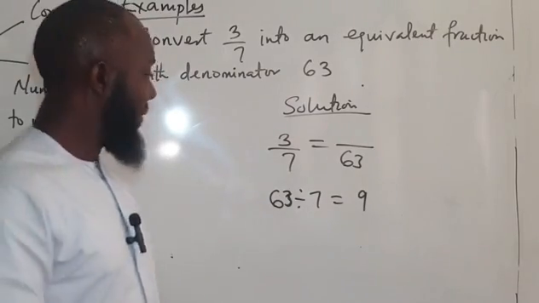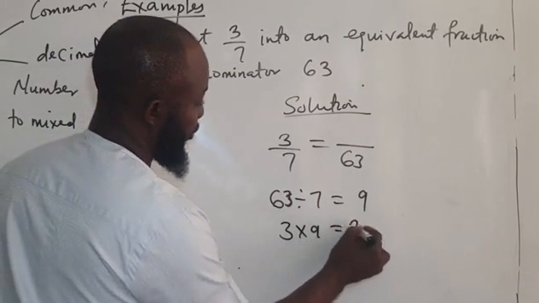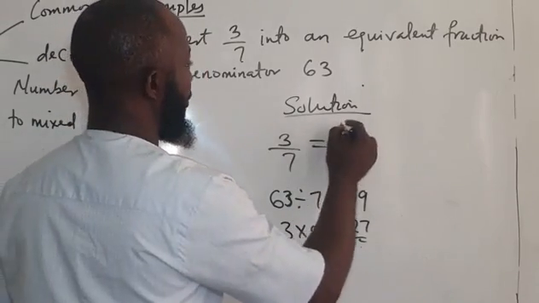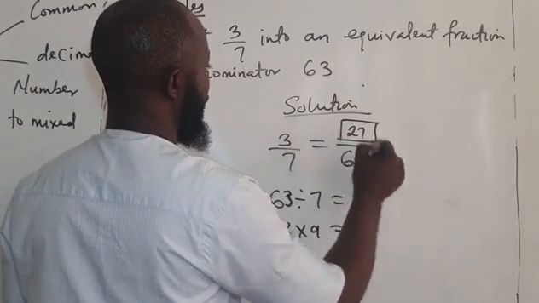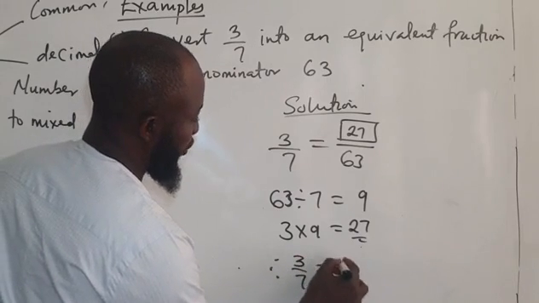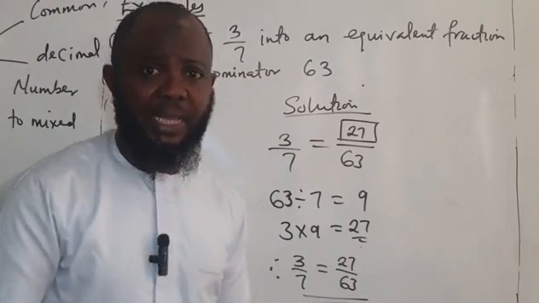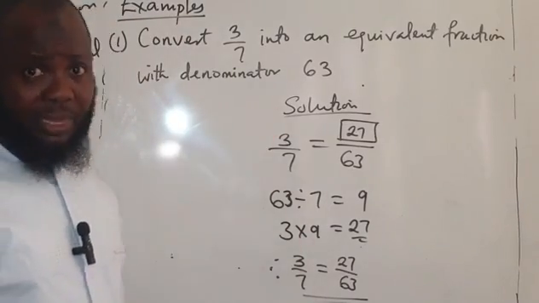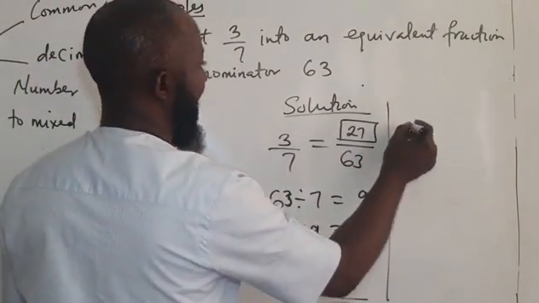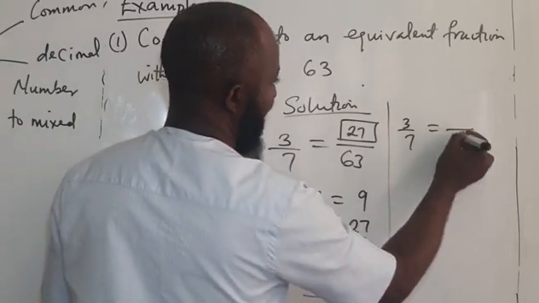Since we have multiplied the denominator by 9, for there to be equality, we must also multiply what? 3 by what? 9. In that case, we say 3 multiplied by 9, which will give us what? 27. So which means what we're going to have here is going to be what? 27. So we can therefore say 3 over 7 is equal to 27 over what? 63. That will be our answer. I hope this is clear. That is the first method of doing it. So the other method is this. We have 3 over 7 equals, we don't know the numerator, divided by 63.